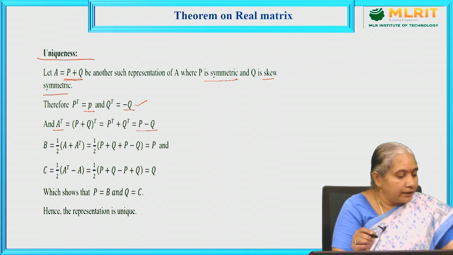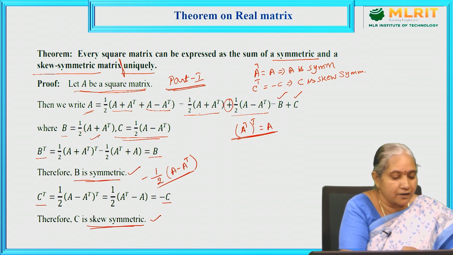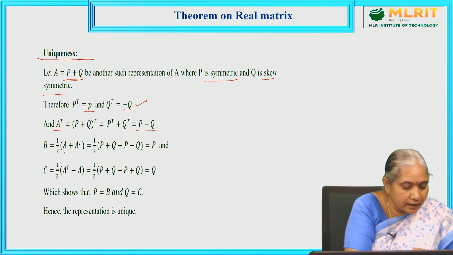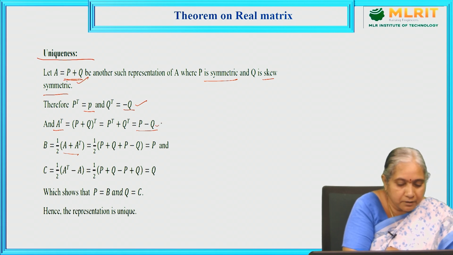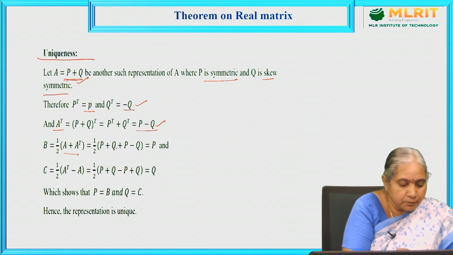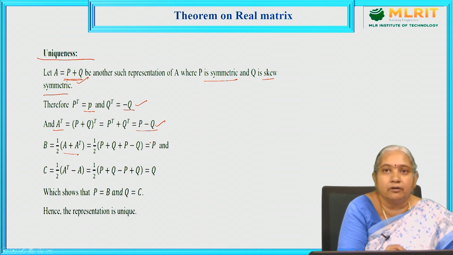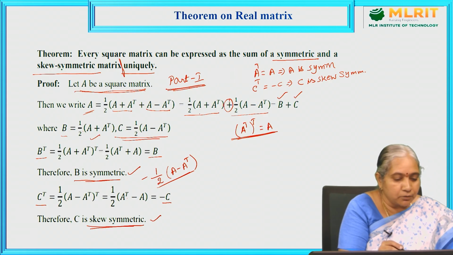Now in the first part we took B equal to 1 by 2 into A plus A transpose. Now take the matrix B as 1 by 2 into A plus A transpose. Here A is P plus Q and A transpose is P minus Q. So P plus Q plus P minus Q gives 2P by 2, that is P. So B equals P. That means even if we take another representation of the square matrix as P plus Q, again we get P equal to B only.